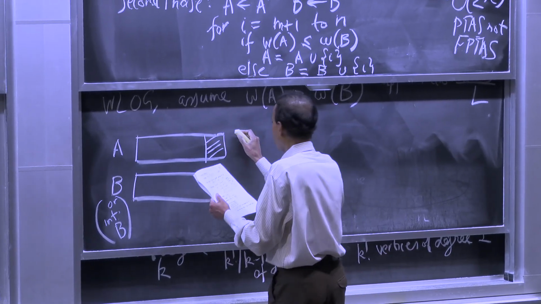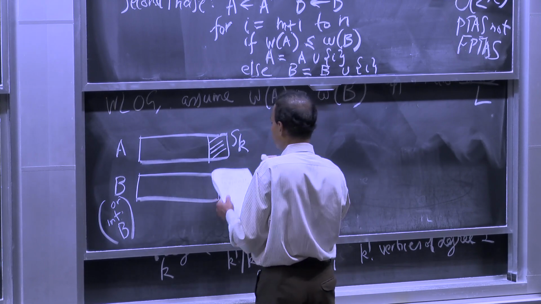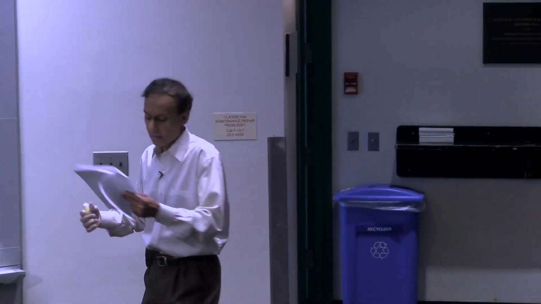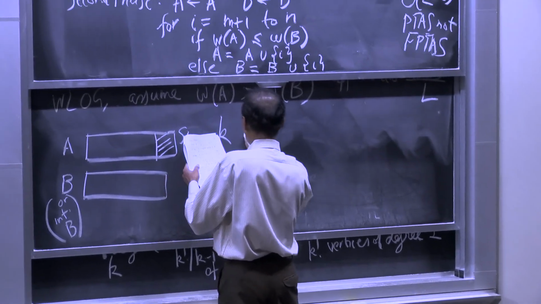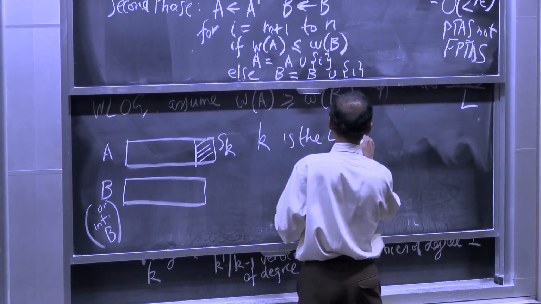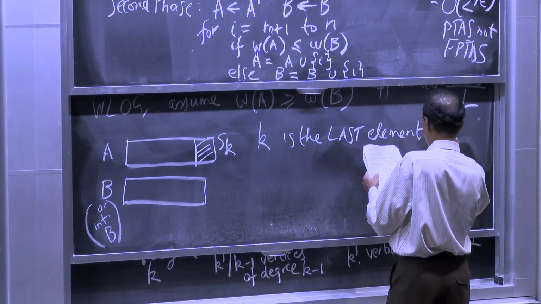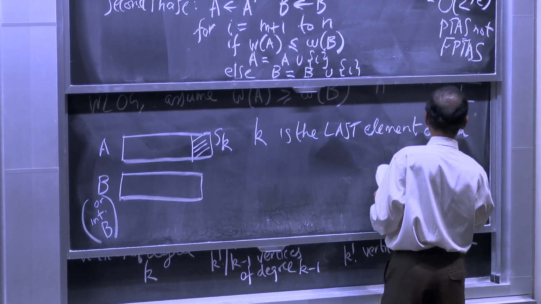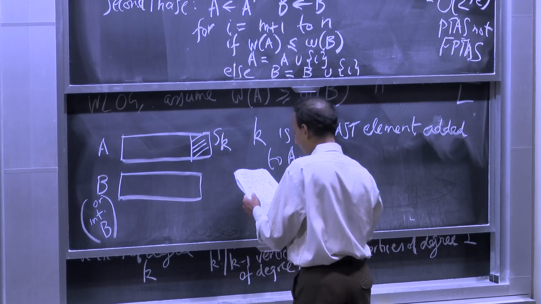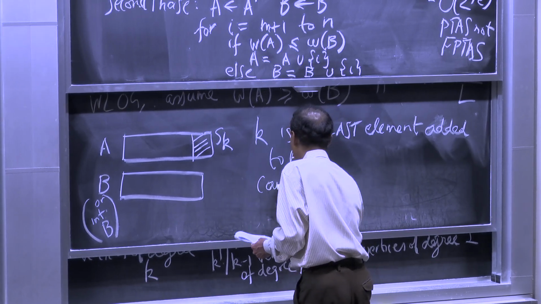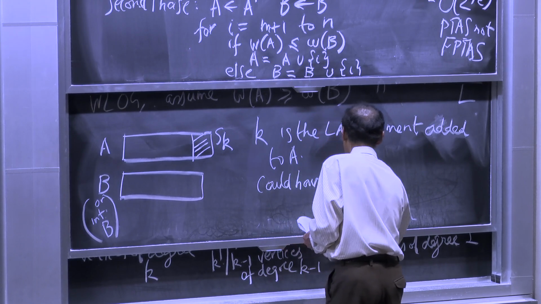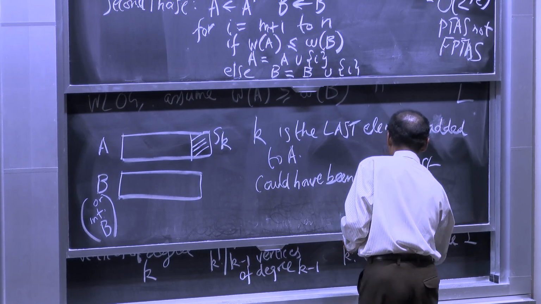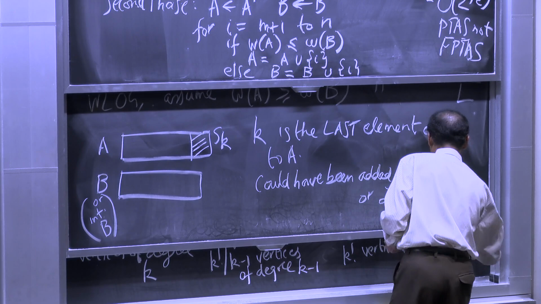But the point is, I have a situation where I know that WA is greater than or equal to WB because I assumed it. That's how I marked it. And I'm going to look at K, the last element added to A. It's been added. Now, this could have been added in the first phase or the second phase.